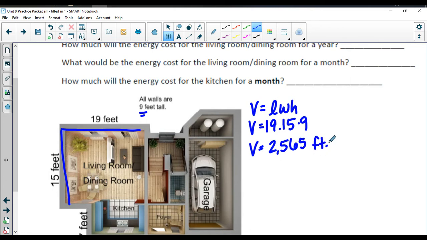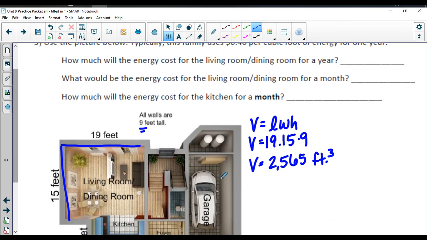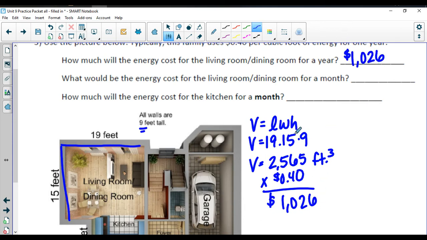19 times 15 times 9 will give me 2,565 cubic feet. The cost for them in terms of energy is 40 cents per cubic foot. So I'm going to multiply this by 40 cents. And that's going to give me a cost of $1,026 for the year. To get the energy cost of this for a month, we would take this number and divide it by 12, which is going to get me an energy cost of $85.50.